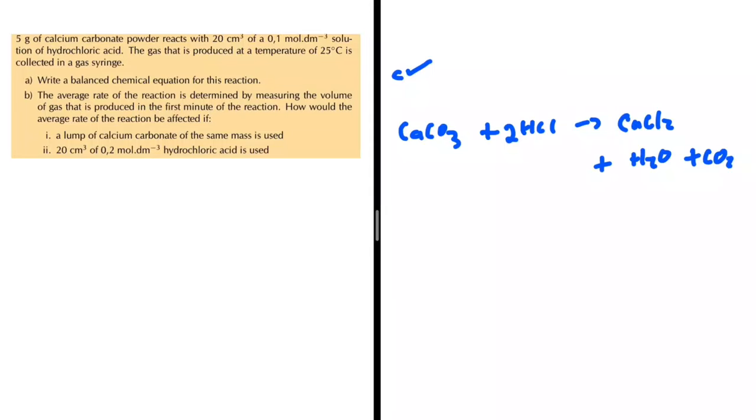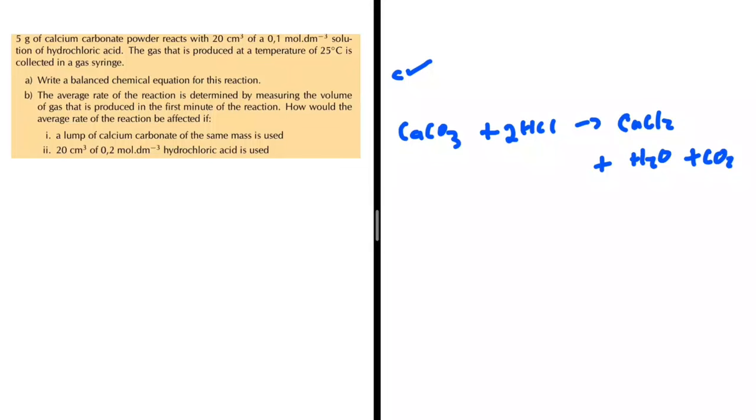And then B says that the average rate of the reaction is determined by measuring the volume of gas that is produced in the first minute of the reaction. How will the average rate of the reaction be affected if, Roman numeral 1, a lump of calcium carbonate of the same mass is used? So in our experiment, we used powder, right? And then they're asking what happens to the average rate if a lump of calcium carbonate is used. Obviously, the rate of reaction should go down. It should be lower as we are using a lump with less surface area.